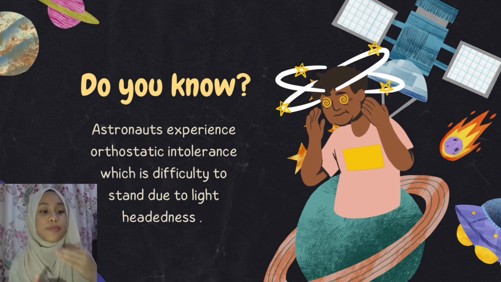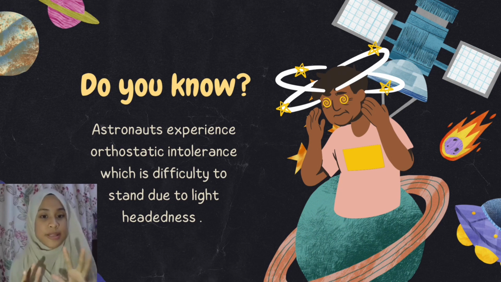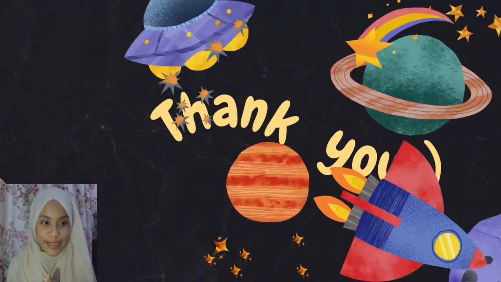So, lightheadedness because of the difference in pressure, and that's why it is difficult for them to balance, because they have different balancing on earth and also in space.